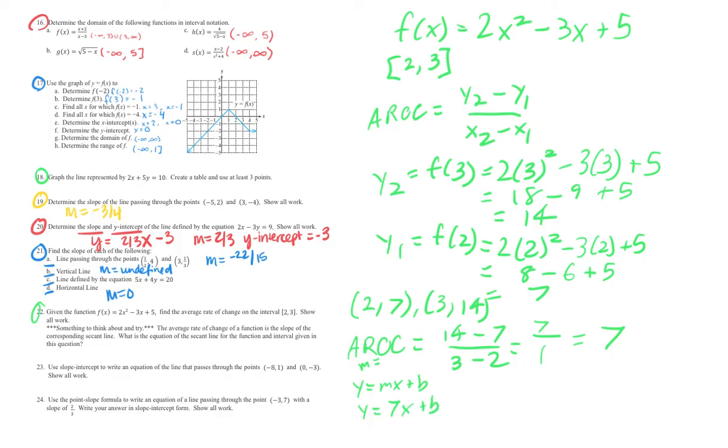We need to solve for this b value by plugging in a point that we know for our x and our y. I'm going to use (2, 7). So 7 is equal to 7 times 2 plus b. 7 times 2 is 14, so 7 is equal to 14 plus b. Subtract 14 on both sides, and we have b equal to negative 7. So our equation is y equals 7x minus 7.